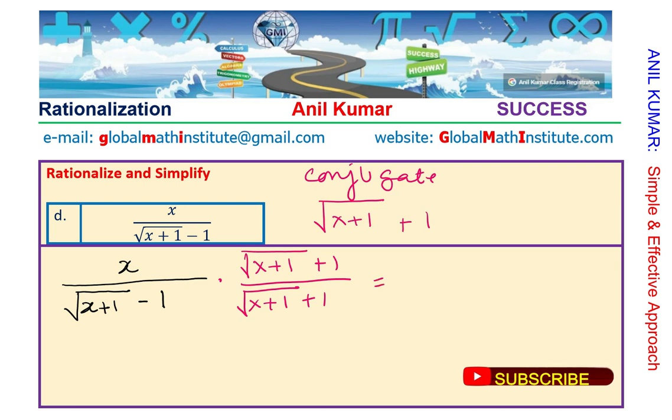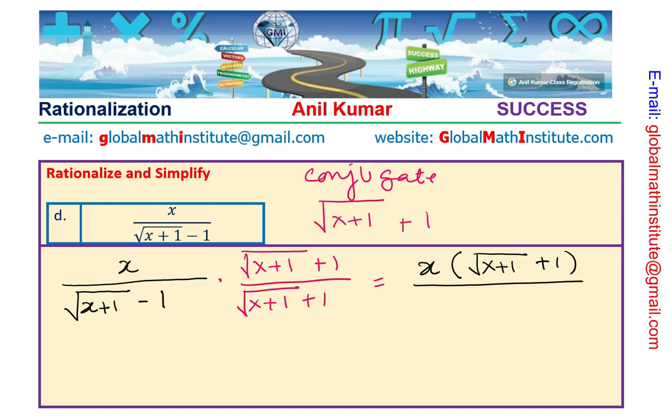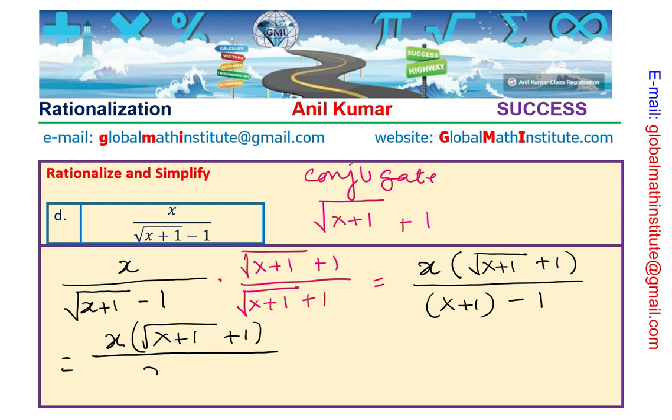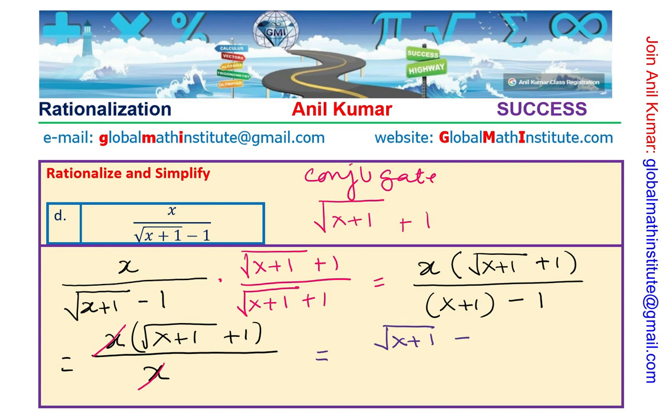So what you get here is x times square root of x plus 1 plus 1 divided by a square minus b square. So you get x plus 1 minus 1, right? So you can open this bracket in the denominator. You get x times square root of x plus 1 plus 1 over x, right? Because plus 1 minus 1 becomes 0. Now you can cancel x, right? And you get your final result, which is square root of x plus 1 plus 1.